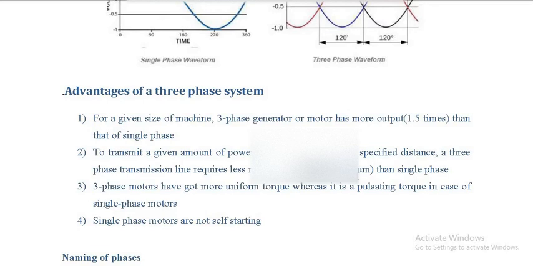For the same size of machine, may it be a generator or a motor, it will have output almost 1.5 times the single phase one. The second thing is that while transmitting a given amount of power at a given voltage over a specified distance, the three-phase transmission line requires less material, like copper or aluminum, whichever is used, than single phase.